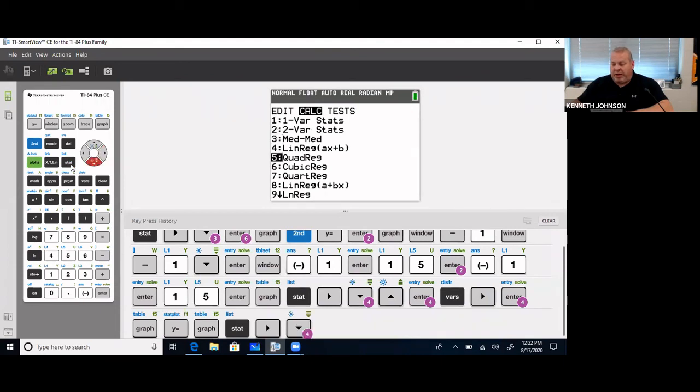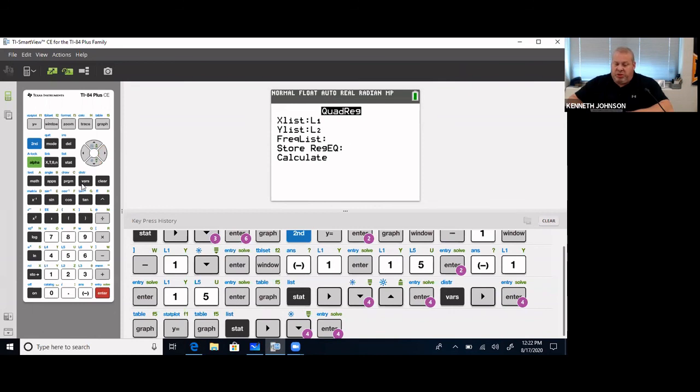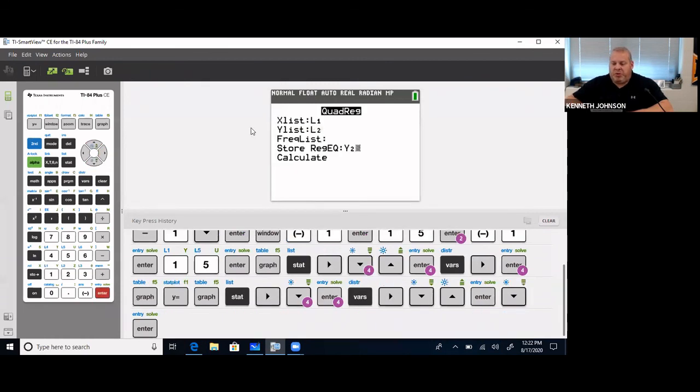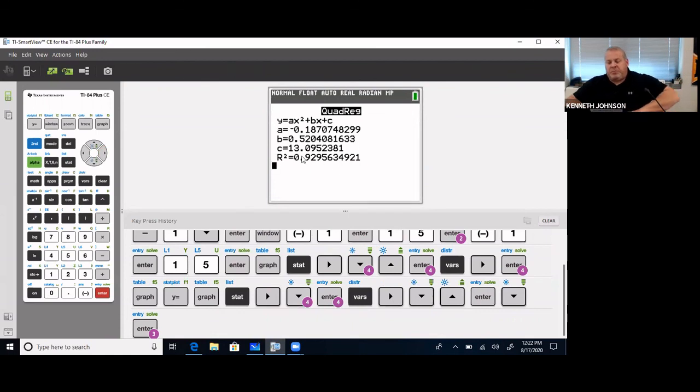It's there under quadreg. So I'm going to go back into stat, calc, quadreg, and I'm going to store this one in y2. So I'm going to go to vars, yvars, function, and put it in 2 and calculate. Now, if I look at my values, it gives me the A, B, and C that I can plug into the function.